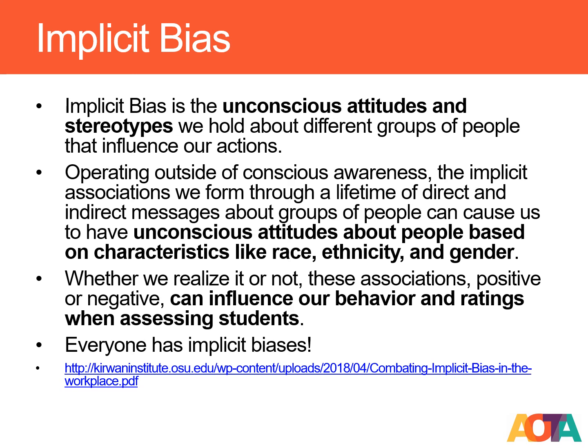Implicit bias, probably one of the hardest targets. Implicit bias is the unconscious attitudes and stereotypes we all hold about different groups of people that influence our actions. Operating outside of our conscious awareness, the implicit associations we form through a lifetime of direct and indirect messages about groups of people can cause us to have unconscious attitudes about people based on characteristics like race, ethnicity, and gender. Whether we realize it or not, these associations, positive or negative, can influence our behavior and ratings when assessing students. It should be noted everyone has implicit biases.